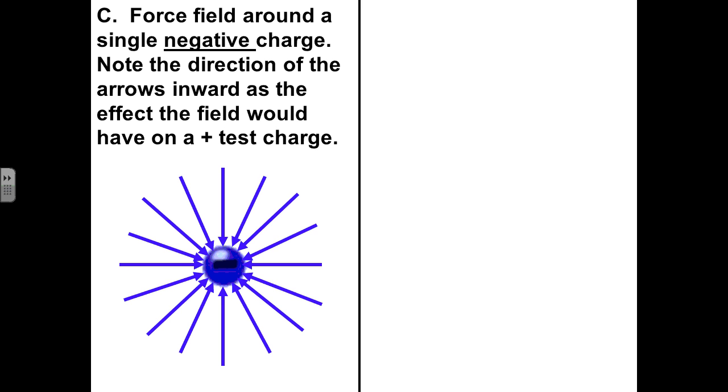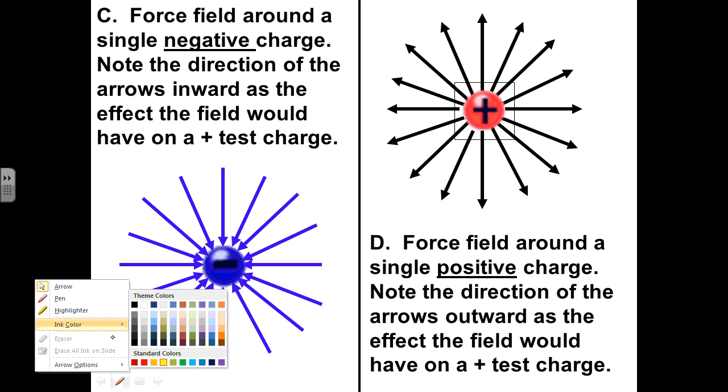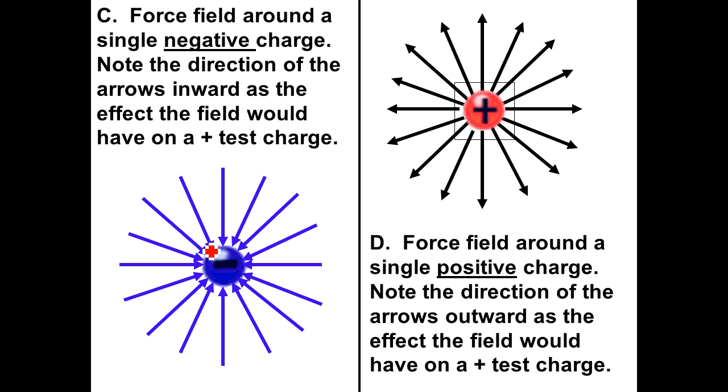So this is our negative, and notice that all the arrows point inward because a positive test charge would move towards the negative. These arrows are close together here. That means the field is stronger. The arrows are farther apart here, so the field is weaker.